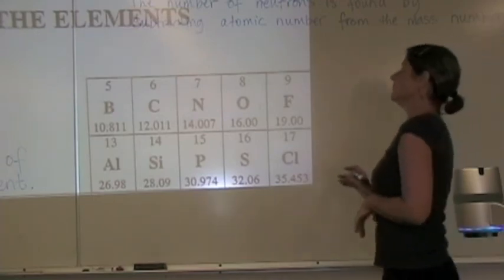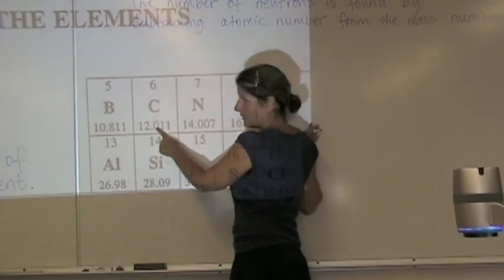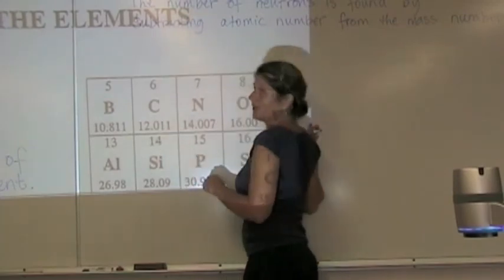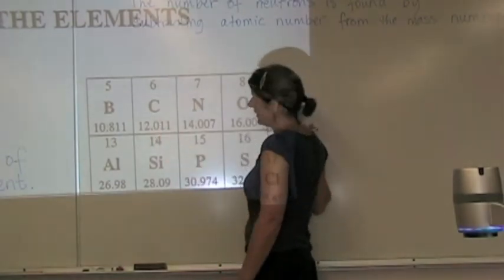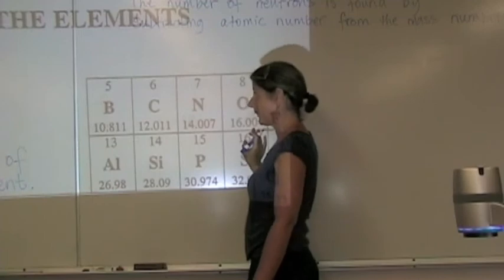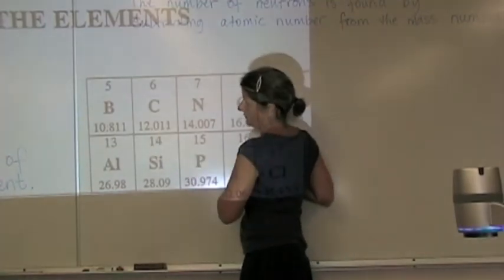So this is actually the atomic mass, not the mass number. So how do we figure out the mass number from the atomic mass? Well, it's very easy. All we do is round the number. So the mass number for carbon is 12.